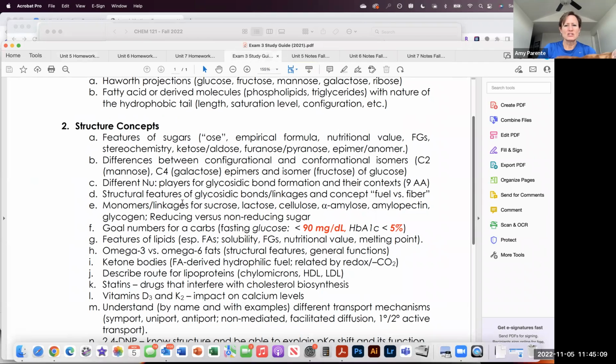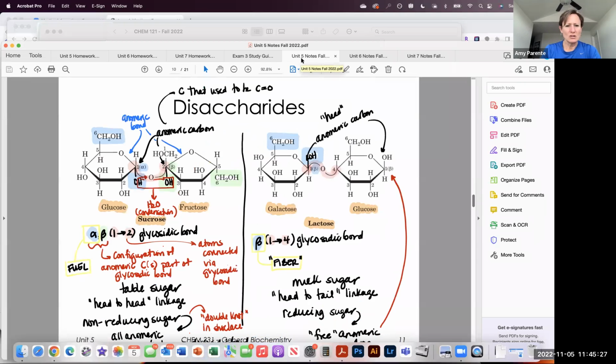Again, monomers and linkages for the ones that are listed here, and understanding whether they are a reducing or a non-reducing sugar. That has to do with whether or not that anomeric carbon is free. Coming back to notes here and looking at some structures, this was a busy slide, but we can see with sucrose, anytime you have both of the anomeric carbons connected in a glycosidic bond, that's a head-to-head linkage, that is a non-reducing sugar.